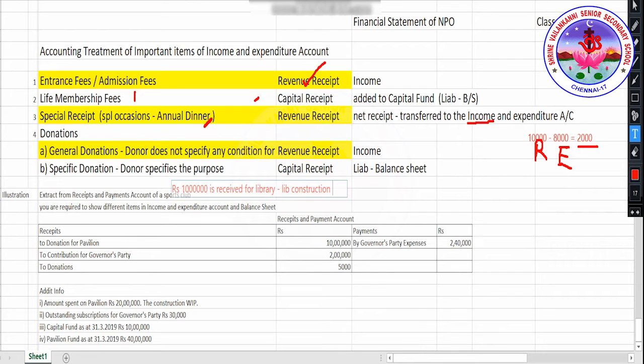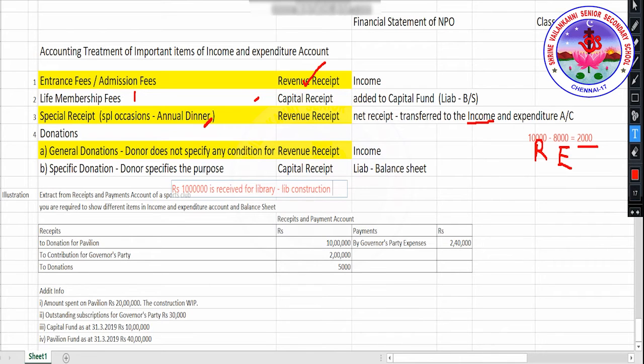Special receipt. It is a receipt for a special occasion. It is a revenue receipt again. It needs to be shown in the income and expenditure account. Donation. You have the general donation, which is a revenue receipt. It has to be shown in the income side of the income and expenditure account. But specific donation is like a capital receipt. It will be shown in the liability side of the balance sheet. So that's all I want you to understand in this particular session.